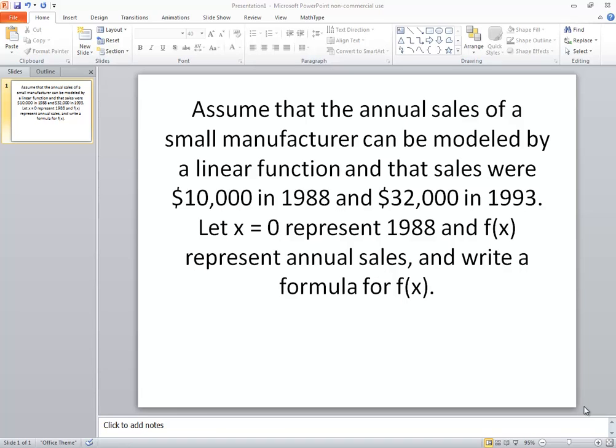Let's take a look at this problem. Assume that annual sales of a small manufacturer can be modeled by a linear function, that sales were 10,000 in 1988 and 32,000 in 1993. Let x equals 0 represent 1988 and f of x represent annual sales, and write a formula for f of x.